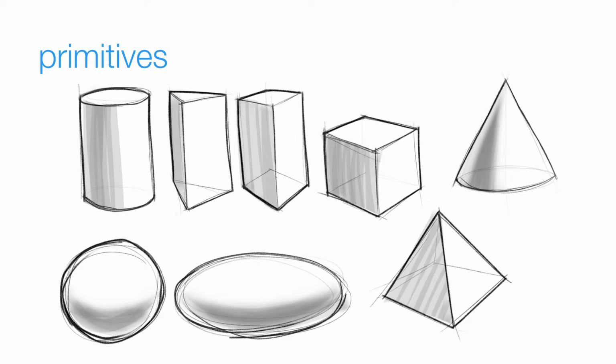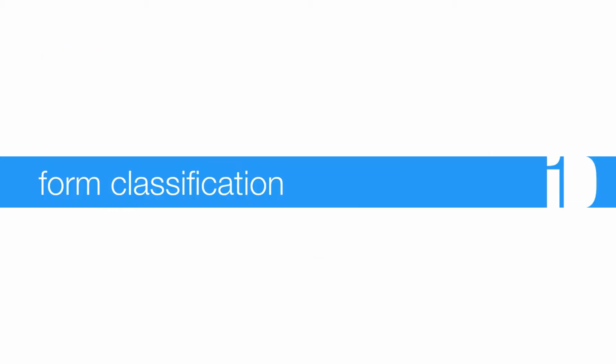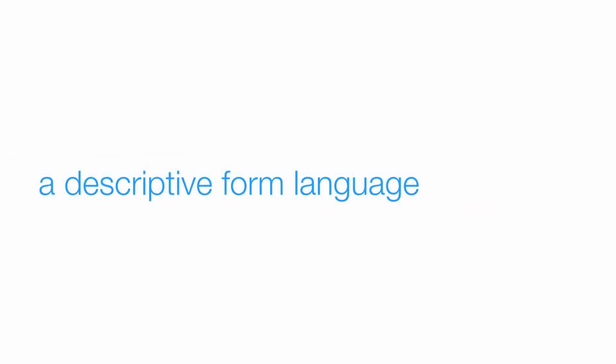We obviously already have language for primitive shapes, things like cylinders, prisms, cubes, cones, spheres, egg shapes, pyramids, and so on. These forms are very obvious and very familiar. They're fundamental. But we need to go beyond that. We need a form classification, a descriptive form language that copes with the complexity of the products that we see around us and helps us come up with new ideas for the shapes that we give them.